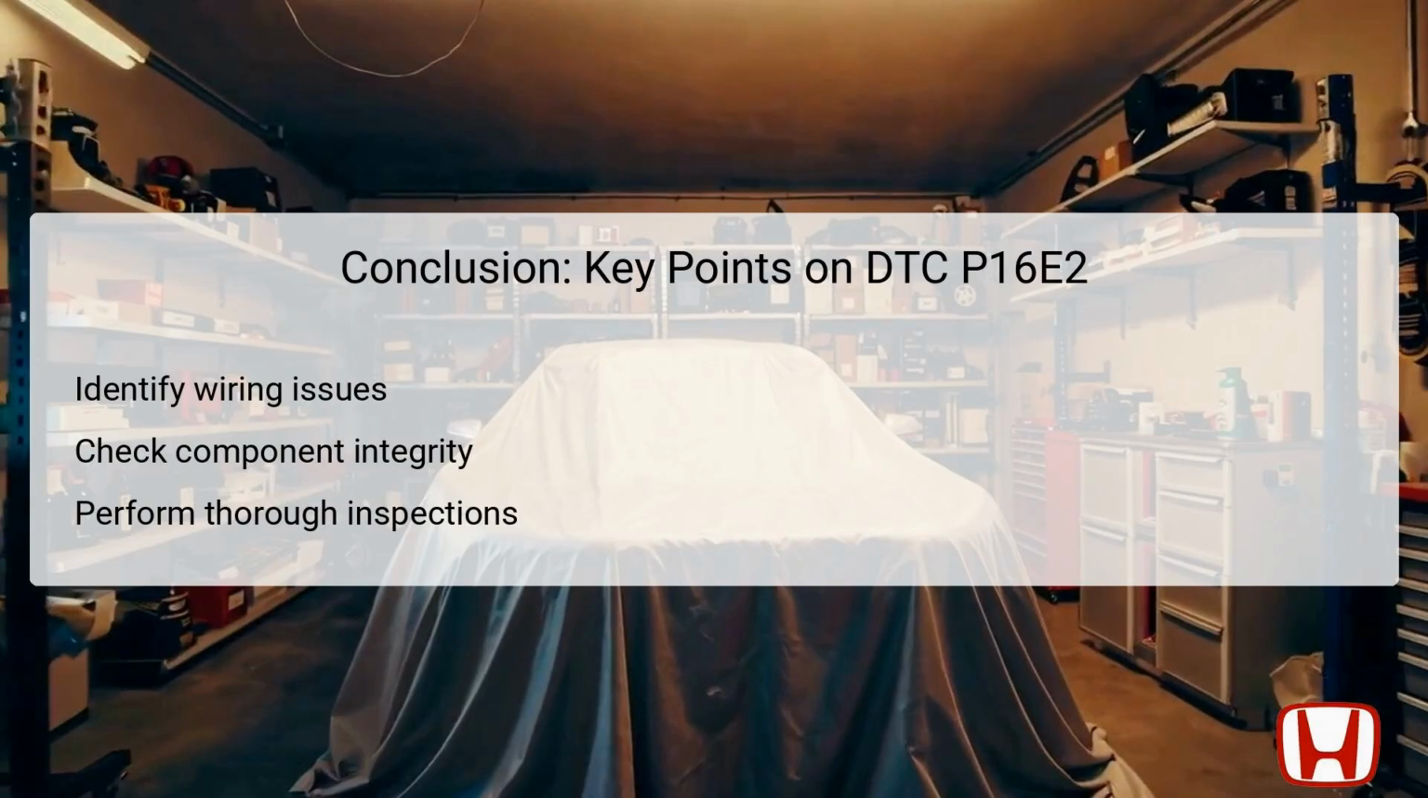In summary, DTC P16E2 points to a communication error between the PCM and alternator via the LIN. Identifying potential issues begins with verifying alternator connections, inspecting wiring for shorts or openings, and ensuring that the PCM itself is functioning properly. Each step in the troubleshooting process builds on the last, revealing the components that may have malfunctioned and requiring attention. Employing preventive maintenance practices can significantly lessen the chances of this DTC reappearing.